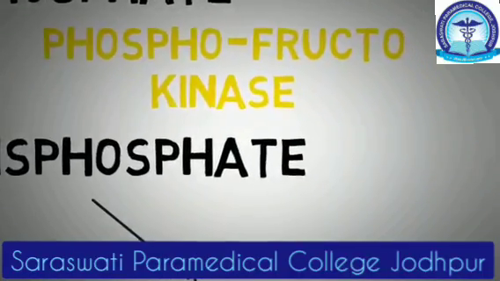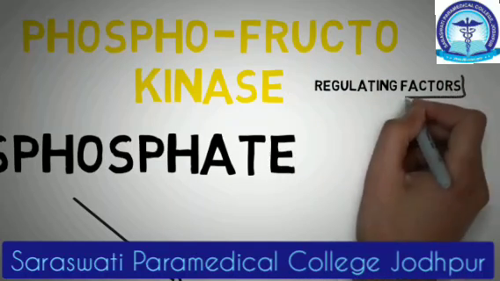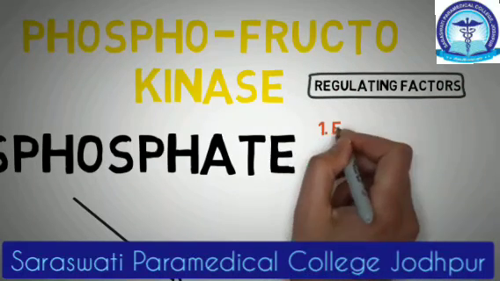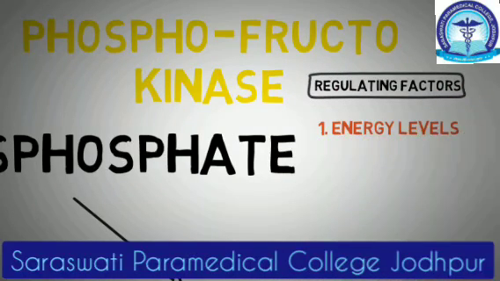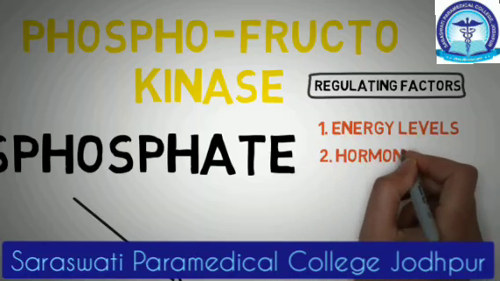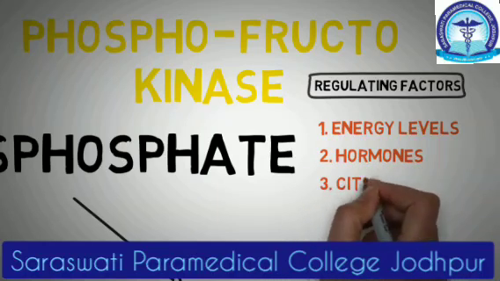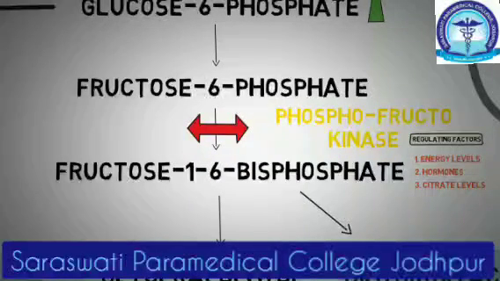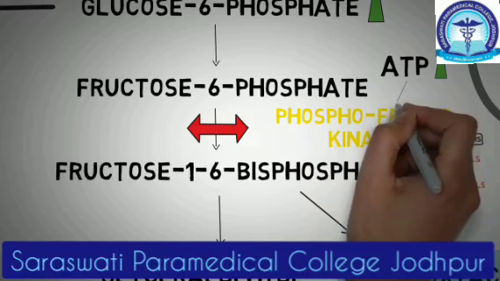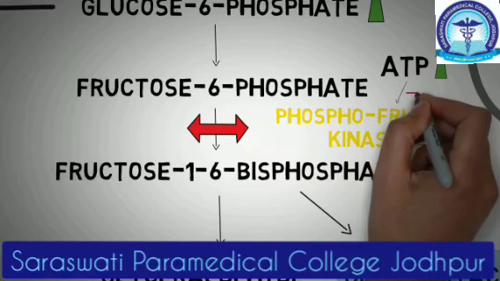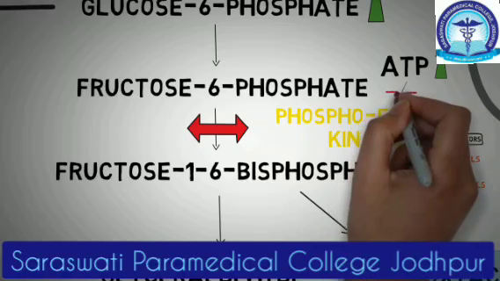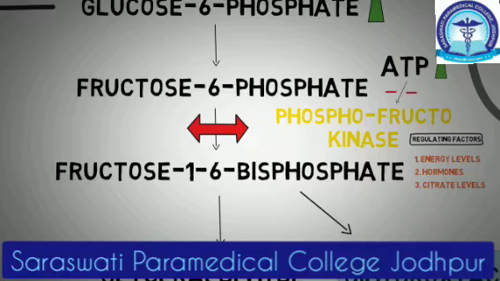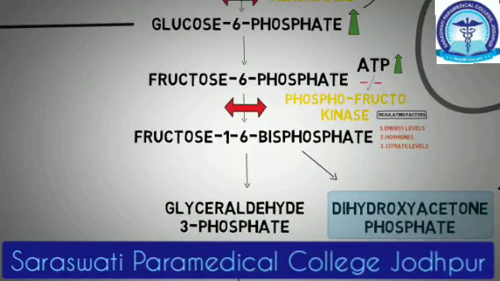phosphofructokinase. Now, phosphofructokinase is mainly regulated by 3 important factors: the energy content of the cell, hormones, insulin and glucagon, and the levels of citrate in the cell. We have discussed how the levels of ATP affect the function of phosphofructokinase earlier in this video. An increase in the level of ATP of the cell decreases the activity of the enzyme phosphofructokinase and thus decreases the overall rate of glycolysis.